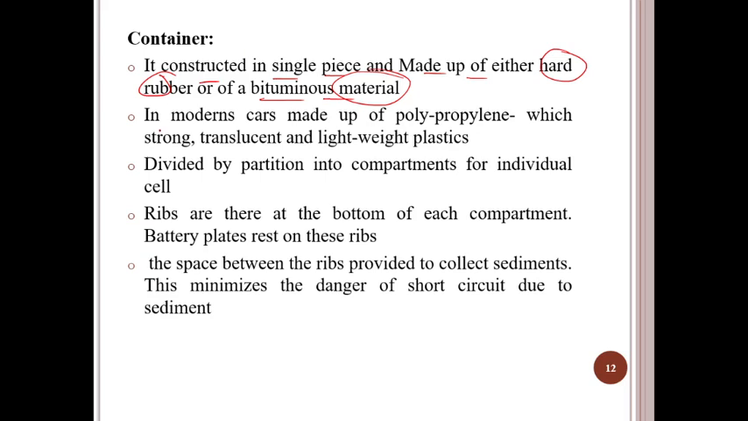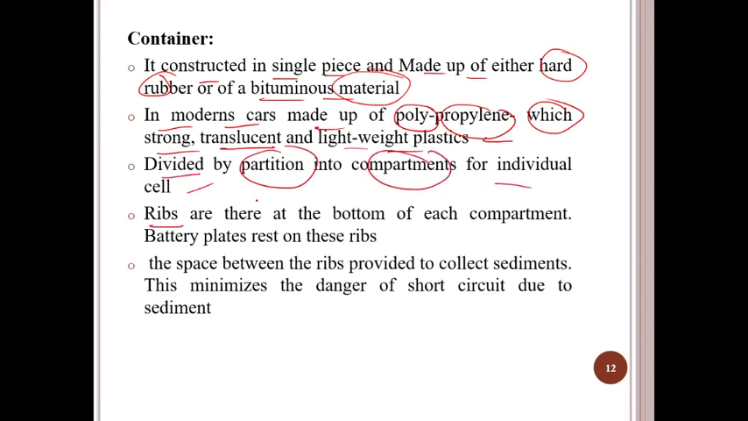Then after that, in a modern car it is made of polypropylene, which is a strong, translucent and lightweight plastic, divided by partitions into compartments for individual cells. Ribs are at the bottom of each compartment. Battery plates rest on the ribs. Then here, guys, the space between the ribs is provided to collect the sediments. This minimizes the danger of a short circuit due to the sediments.